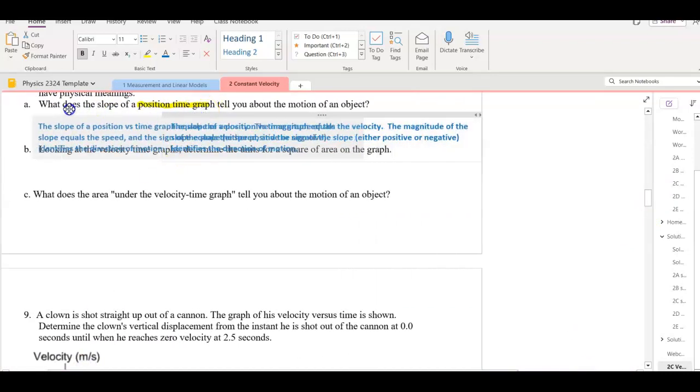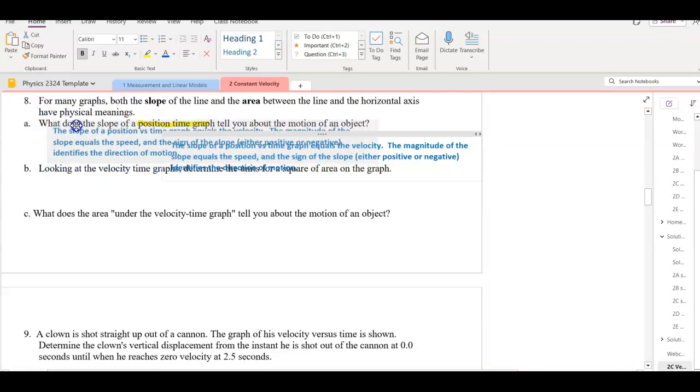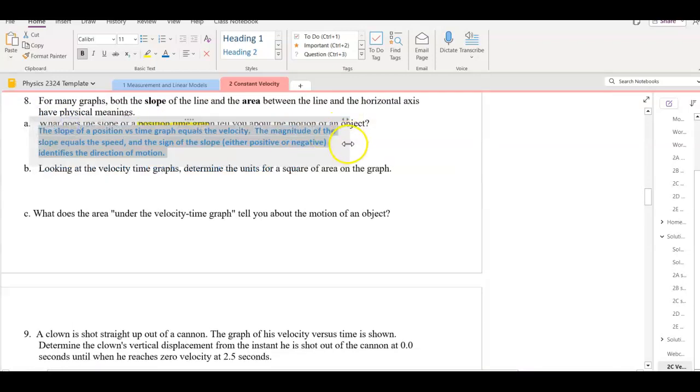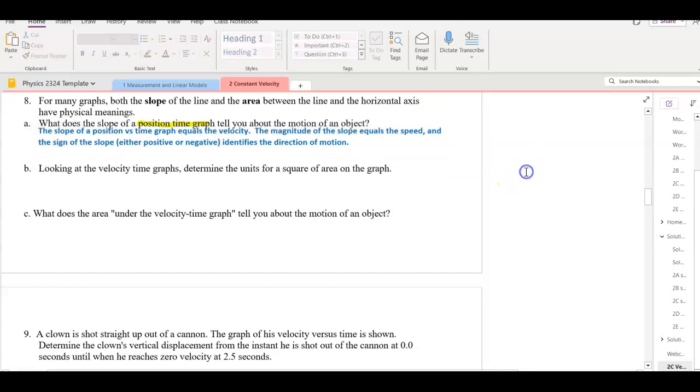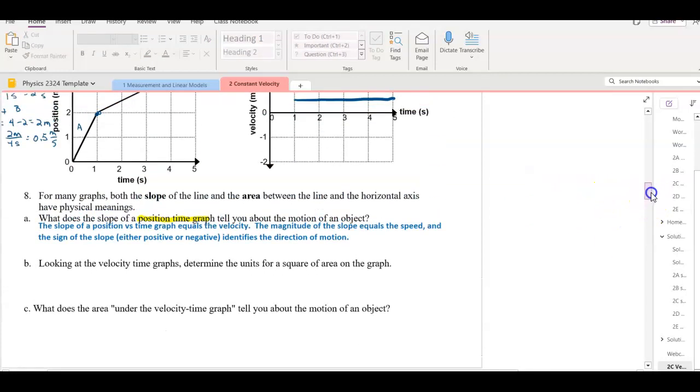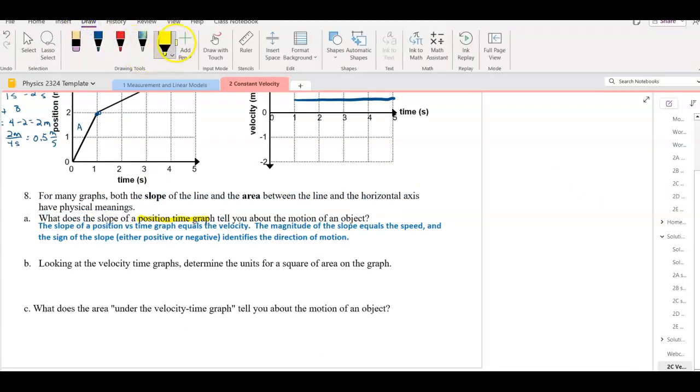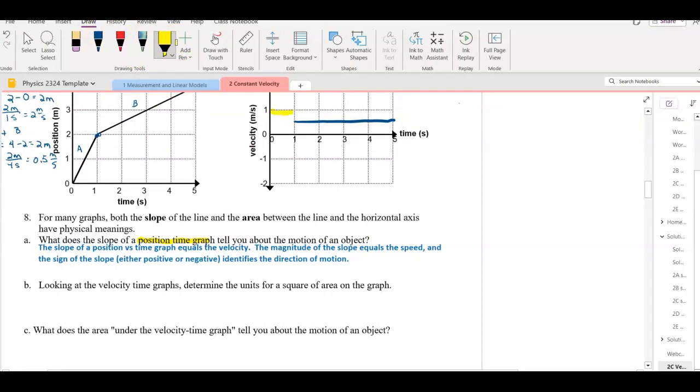So first, it asks us to think about, when we look at the velocity versus time graph, what are the units for 1 square of area on that graph? Okay, so let's go look at that. Here is 1 square on the graph. Here, let me show. I'm coloring in 1 square in yellow. Okay, so I'm going to calculate what that area is.